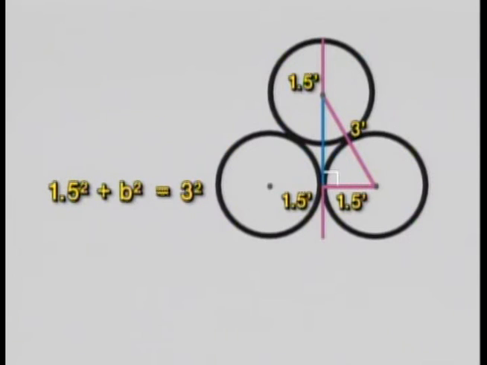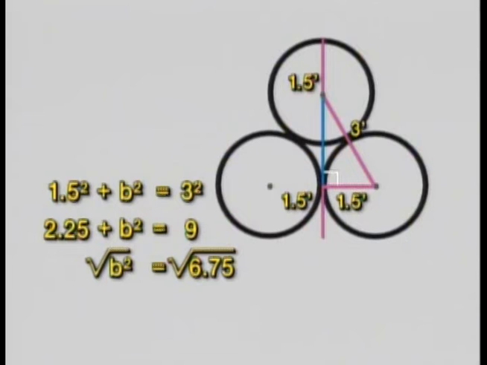1.5 squared plus b squared equals 3 squared. The square of 1.5 is 2.25. 3 squared is 9. Next, subtract 2.25 from each side of the equation. Then take the square root of each side. We'll approximate the value of the square root of 6.75. It's about 2.6.